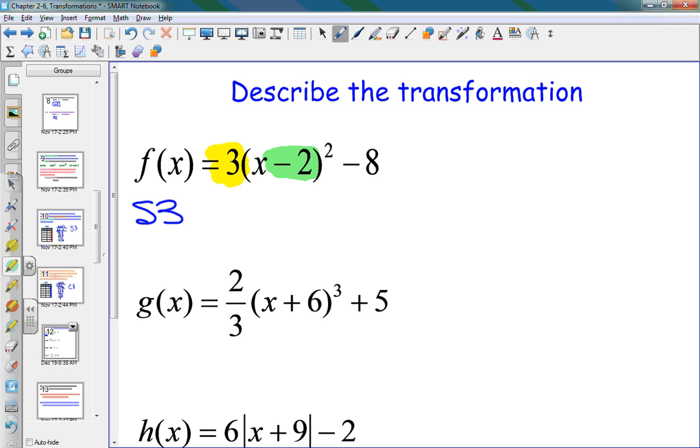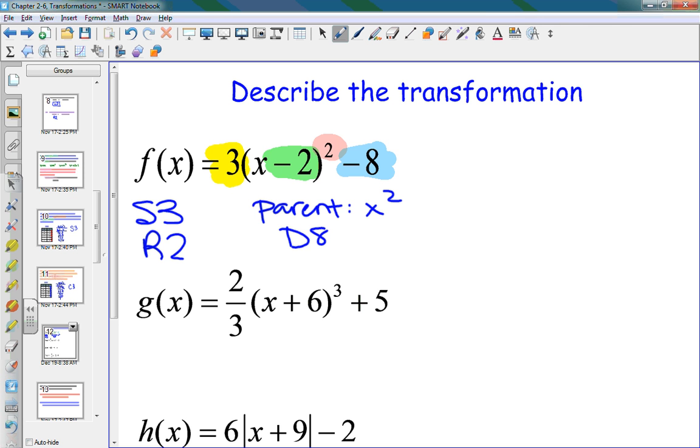Go to the next number. It's negative 2. What happens to that? It goes to the right 2 because it's inside the parentheses, and you think it's to the left, but it's not. It's the opposite direction, to the right. The next number we run into is the little 2. What's that little 2 tell me? That it's going to be in the parent family of x squared. It's going to look like a U. And then the last number is negative 8. And what does that tell me? That we're going to take that entire function and go down 8 units.